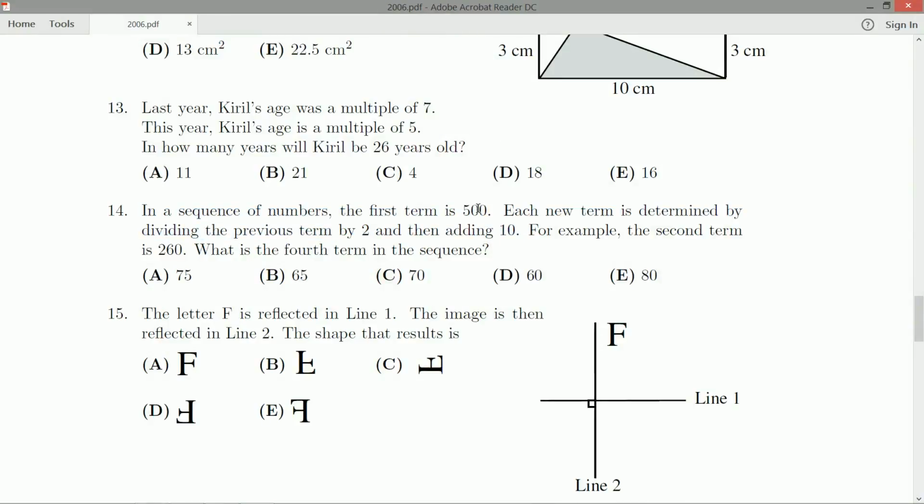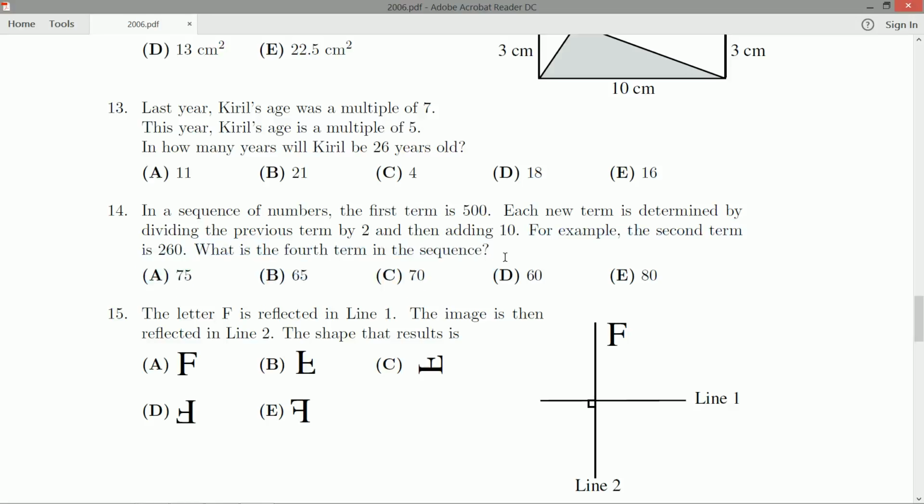So 500, and then we'd divide it by 2, 250. We'd add 10 to get 260. That would be the next term. For example, the second term is 260. Well, they just did an example for me. Fantastic. I should really read the whole question before I start talking about these sorts of things. What is the fourth term in the sequence?